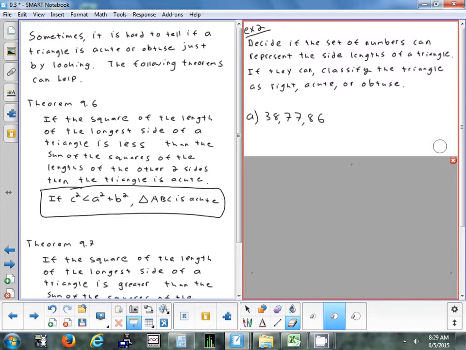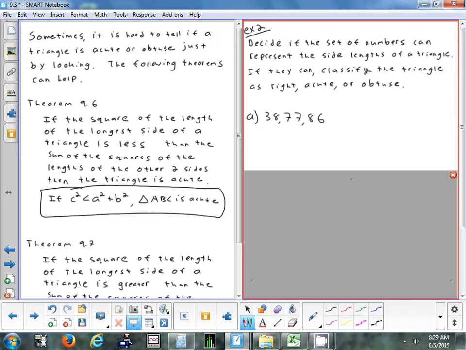So let's just check this quickly and see if we even have a triangle. 38 plus 77. Is that bigger than 86? Yeah. 77 plus 86, definitely bigger than 38. 38 plus 86, that's bigger than 77. So these sides do form a triangle. So now I want you to tell me, is the triangle a right triangle, acute, or obtuse?